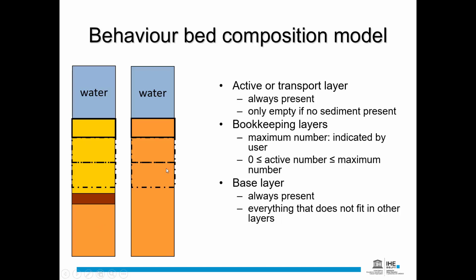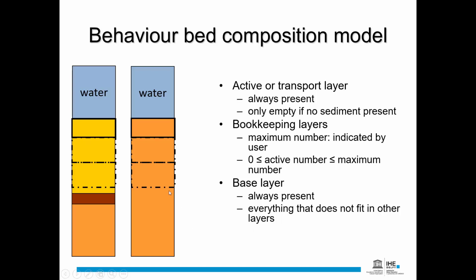Underneath that, we will have bookkeeping layers. So these ones which I have with dash and dot points, these are bookkeeping layers. These are only the layers that we can later visualize the changes of the sediment composition in. So it is like making a grid, but inside the bed. The maximum number of bookkeeping layers is indicated by the user, and it can be between 0 and as many layers as we want.